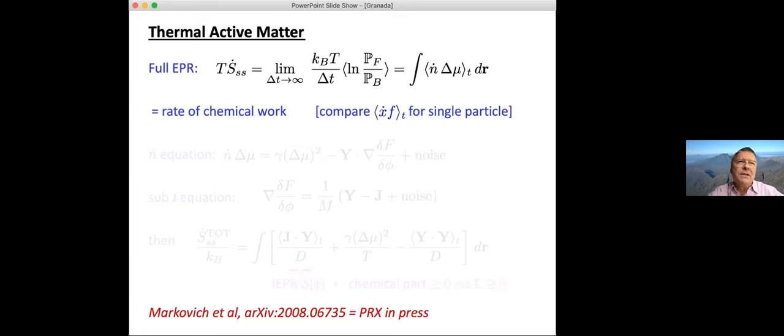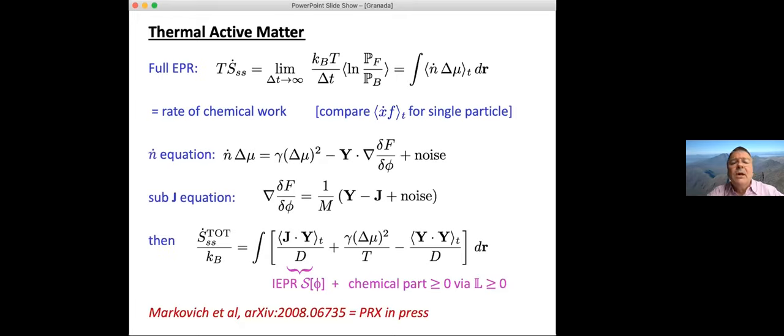So it's not surprising to get this result because the only energy coming into the system is through the fact that I'm holding the chemical potential away from equilibrium. So the rate of chemical work has to all come out as heat. It's just like x dot f for a single particle. However, this equation is more interesting than it looks because I can write down from the n equation, just multiply the n dot equation with its off-diagonal term by delta mu. I have in it from the off-diagonal Onsager coupling y dot gradient of df d phi, substitute in what that is from the j equation. And I find that this same expression here has interesting spatial structure, which is down at the bottom.